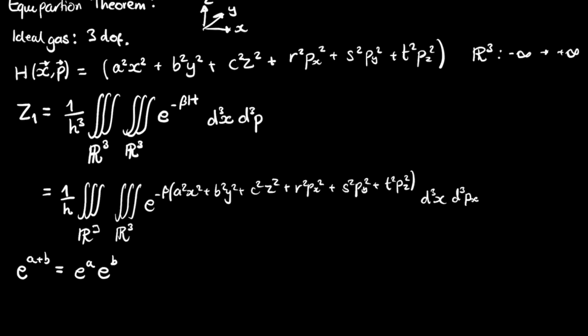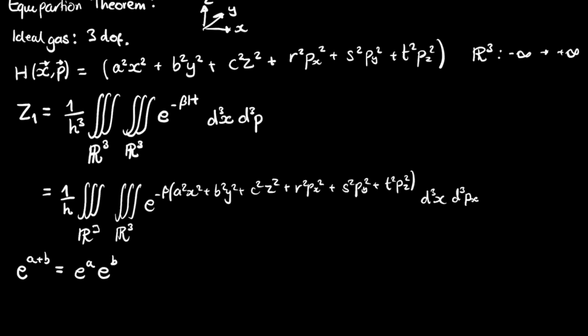So this is our law of exponentials. And I hope you guys can see that we've got six terms in this Hamiltonian right here. If we try and imagine this bracket expanded out, we're going to get e to the minus beta a squared x squared plus minus beta b squared y squared plus minus beta c squared z squared, and so on and so forth. So we're going to end up with six terms up in this exponential right here.